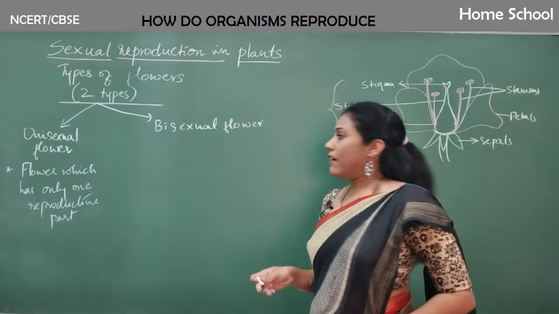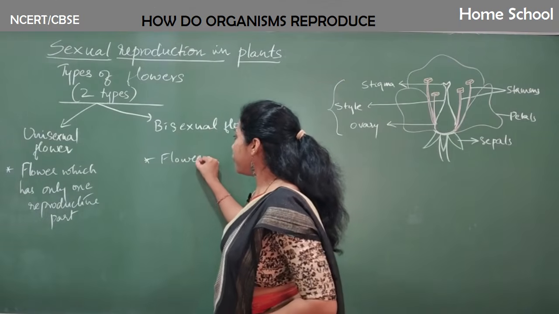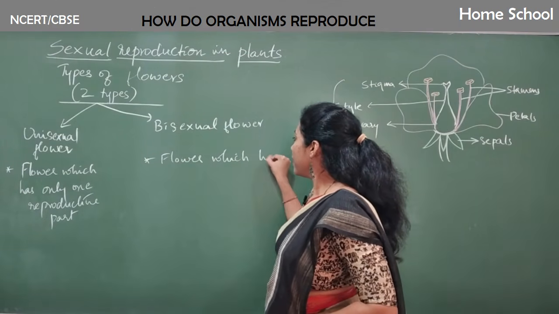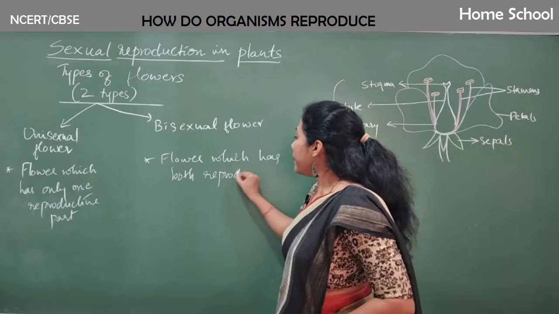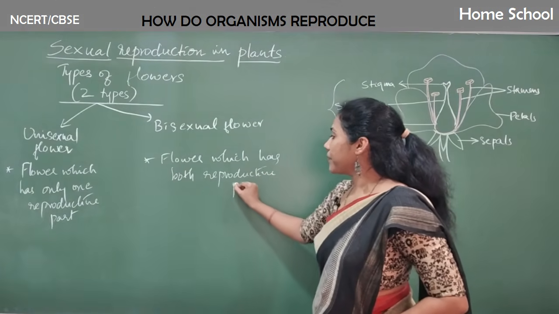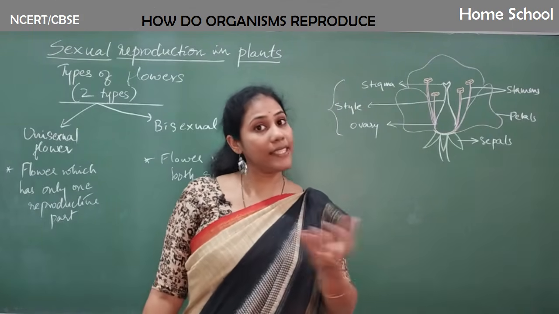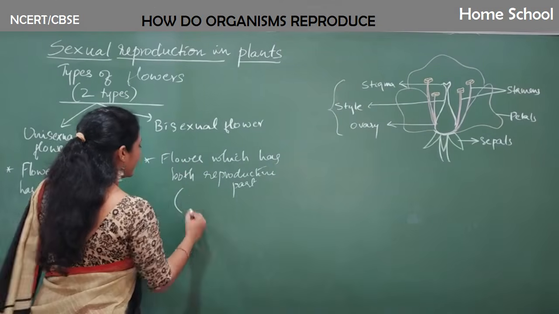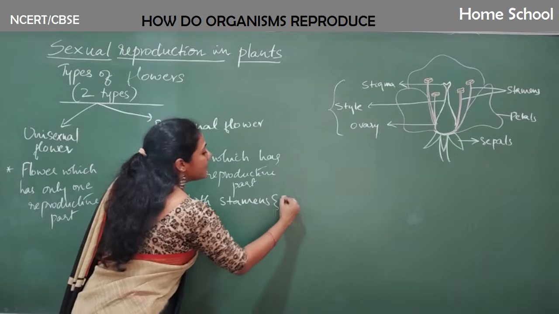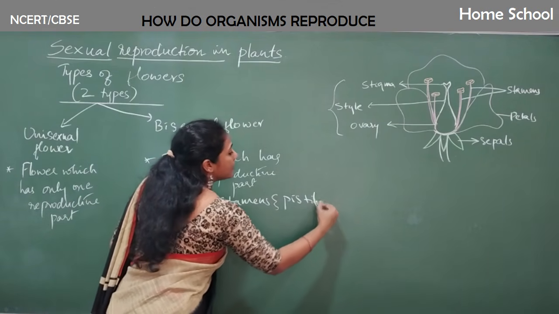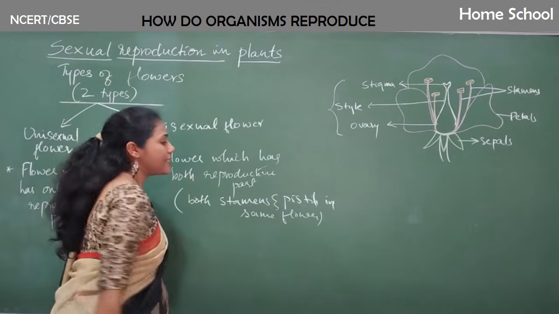Coming to the bisexual flower, this is the flower which has both reproductive parts. You would find both stamens as well as pistil in the same flower. In other words, both stamens and pistil in the same flower. Such a flower is called a bisexual flower.